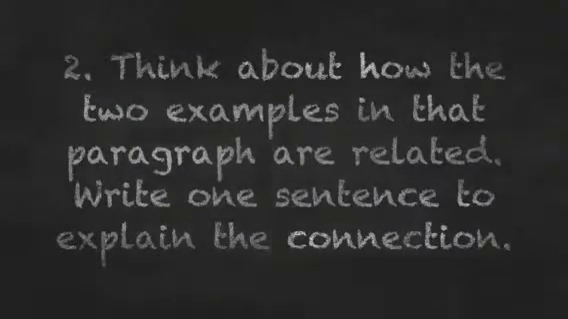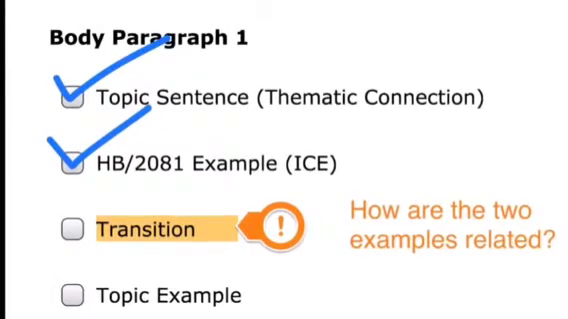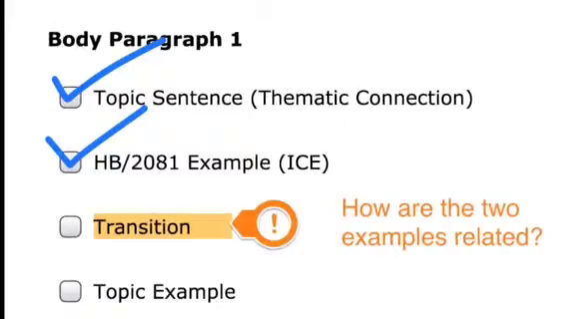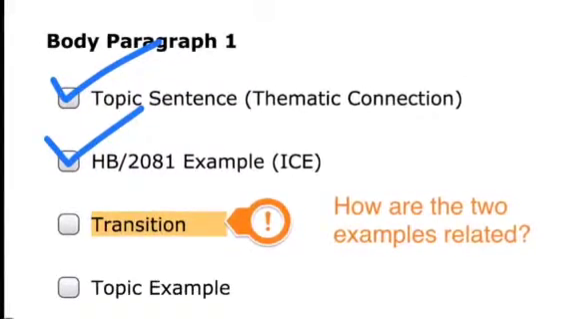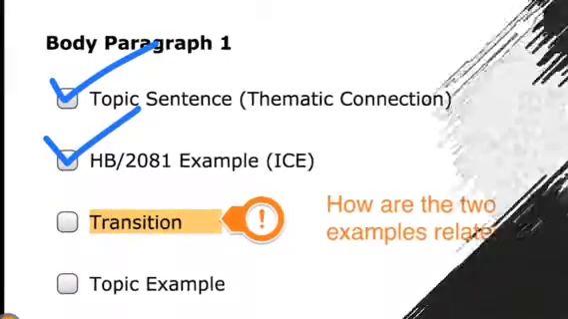You can continue to work with your writing partner or your question partner on step 2. Here, you are going to think about how the two examples in the paragraph are related and write one sentence to explain the connection. That is your transition sentence. Again, we're coming back to the transition and thinking about how the two examples are related. They could be similar, they could be different, one could be more intense than the other or more obvious than the other. There are lots of possibilities.